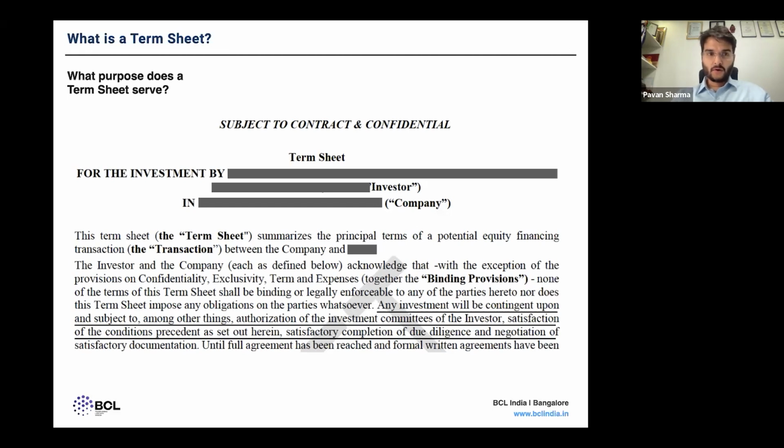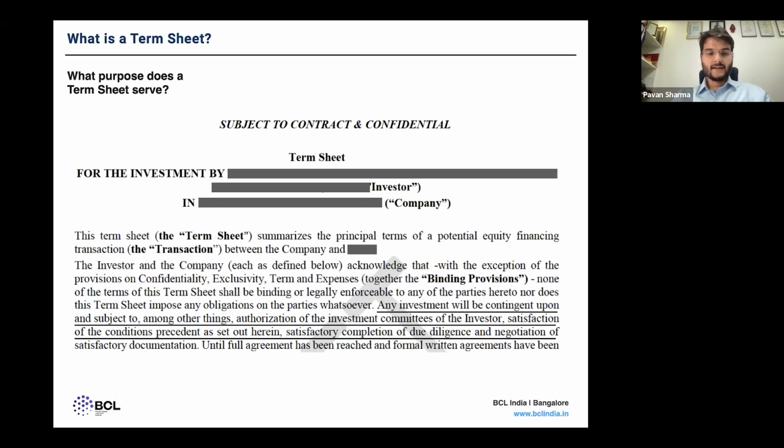So the first question is, what is the term sheet? What purpose does it serve? And how important is it to a startup? Now, the term sheet, think of it as an MOU, but within a legal framework. So it is the understanding between the startup and the prospective investor. And I would like to highlight the word prospective investor because by signing a term sheet, it does not mean that the prospective investor has already put money in your company or has agreed to put money in the company.